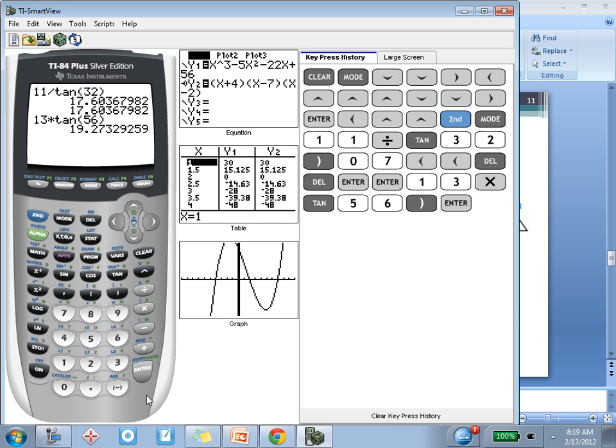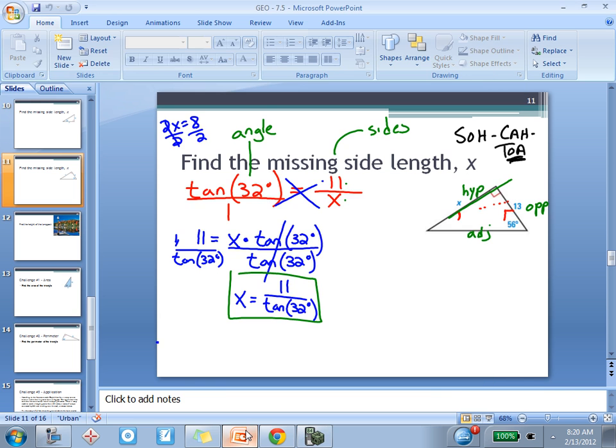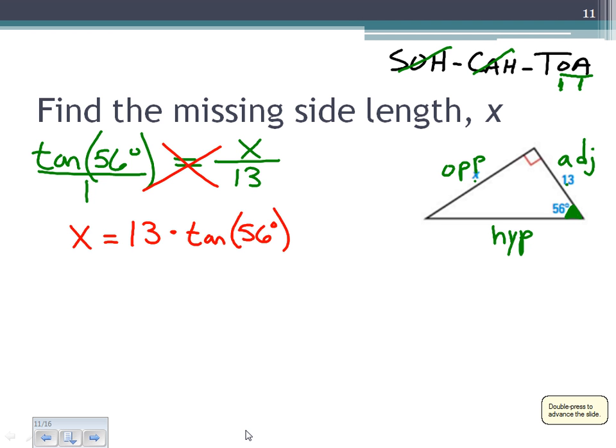Let me show you one other thing. We can also just do 13 tangent 56. Whenever there's no multiply sign in between a number and a tangent like that, or between a number and one of the trig functions like sine, cosine, or tangent, it interprets that as to always multiply. So if I hit enter here, I get the same result. This is just like 2x. We don't need to write 2 times x. We can just write 2x. We don't need to write 13 times tangent. We can just write 13 tangent. So 19.27. So my answer is x equals, what was it?